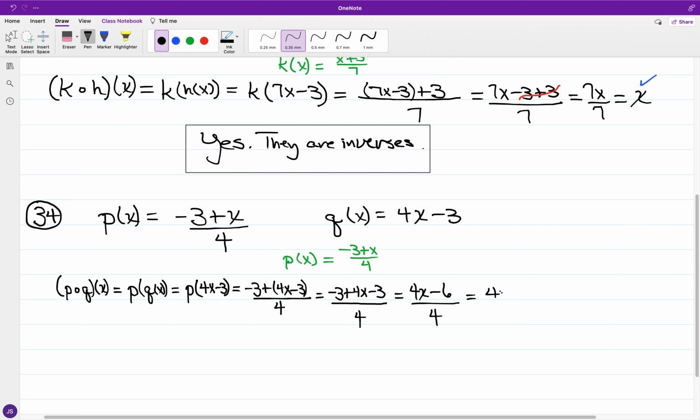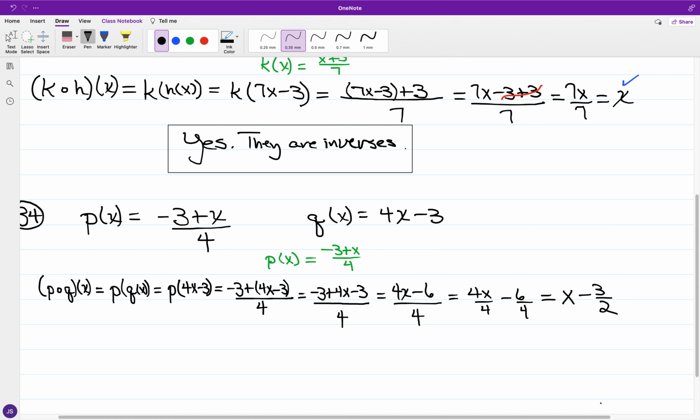Okay, so you have 4x over 4 minus 6 over 4. Now 4x over 4 goes to x, and negative 6/4, that will go to negative 3/2. Okay, and since that composition goes to x minus 3/2 instead of x, so x minus 3/2 and x, they're not the same thing, and you don't even have to do the other composition because of any of them.